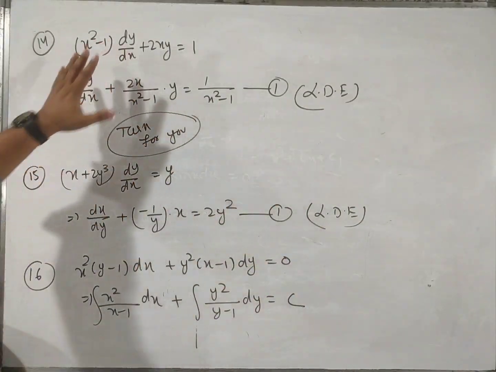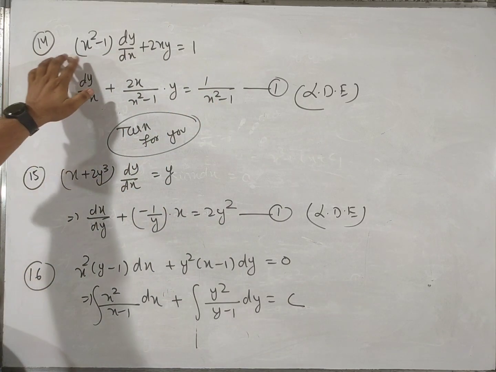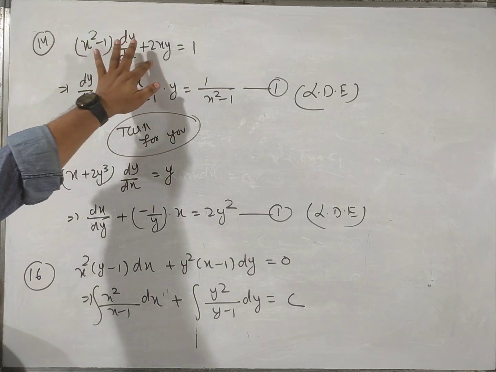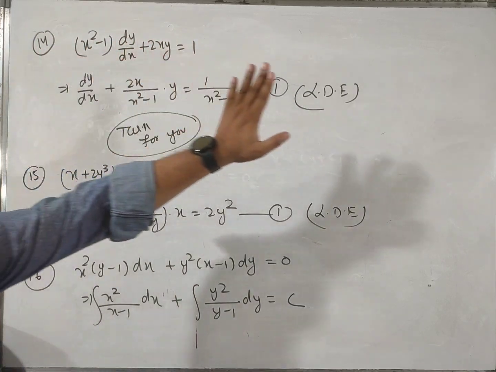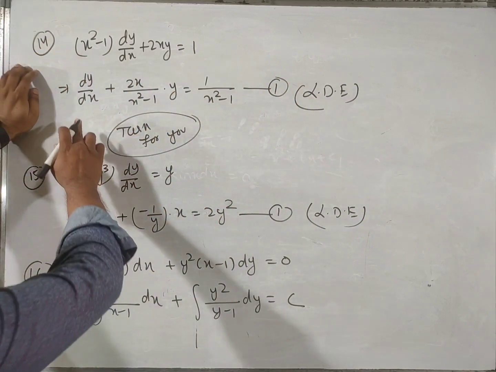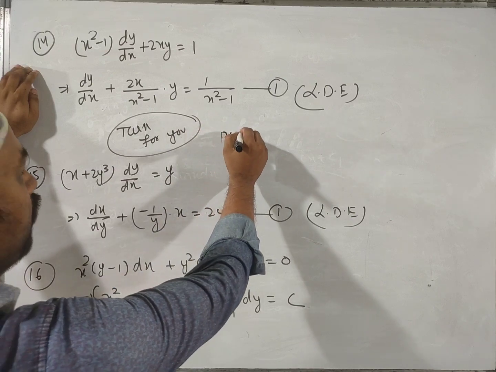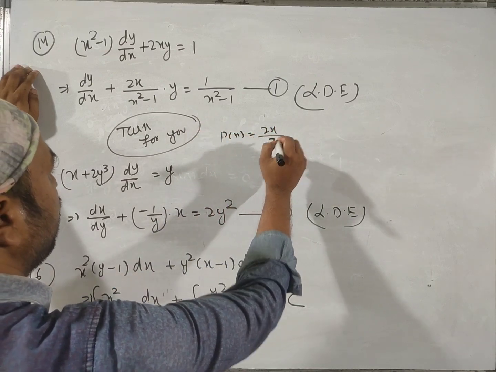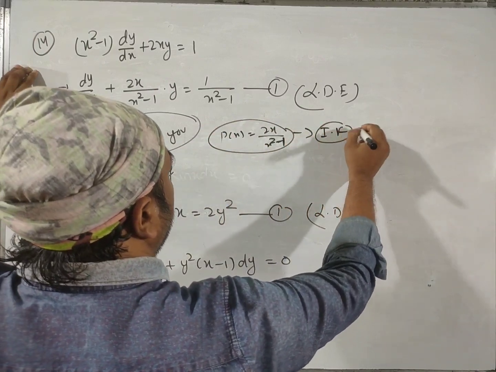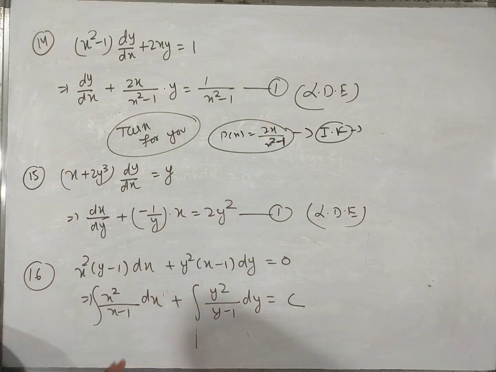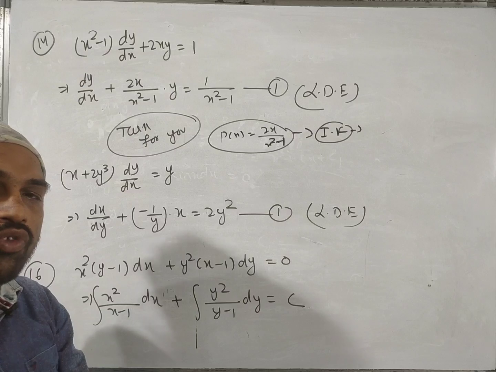And here these are the next 3 problems, again belonging to the linear differential equation. Here it is question number 14, x square minus 1 multiplied with dy upon dx plus 2xy is equal to 1. And it can be converted into this form, which is a linear differential equation. Here it is in the form of dy upon dx plus p of x into y is equal to q of x. And here p of x is equal to 2x divided by x square minus 1. And then you have to find out the integrating factor, and then multiplying the integrating factor you have to solve it.